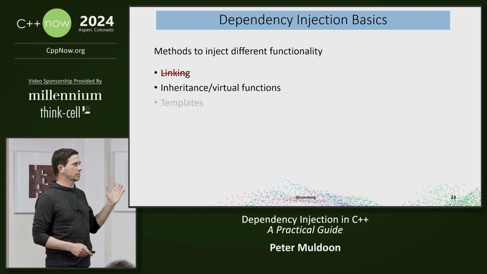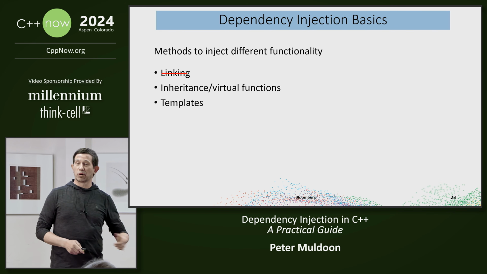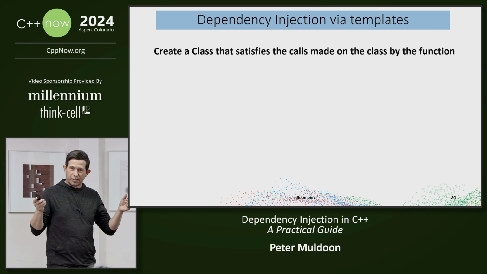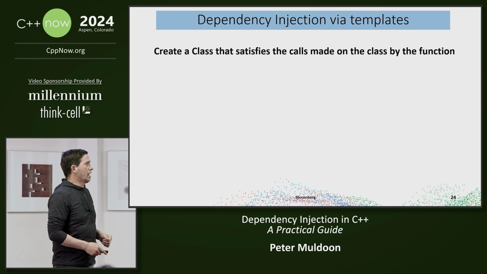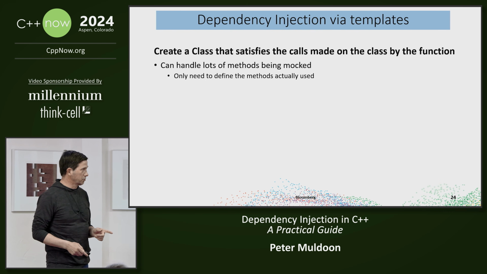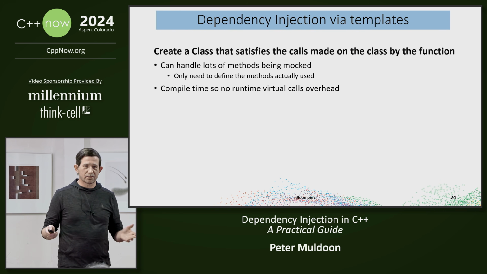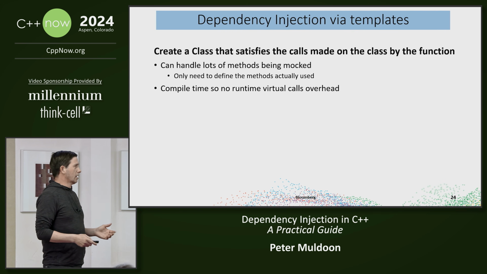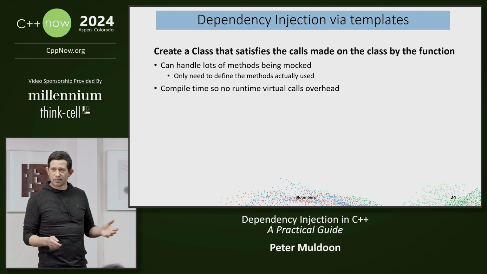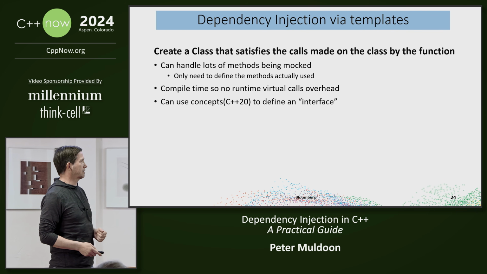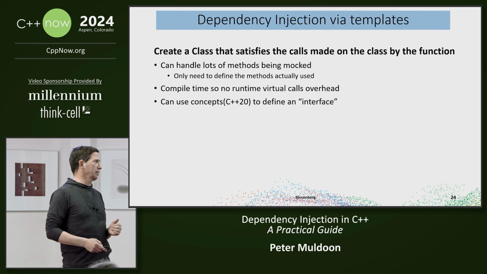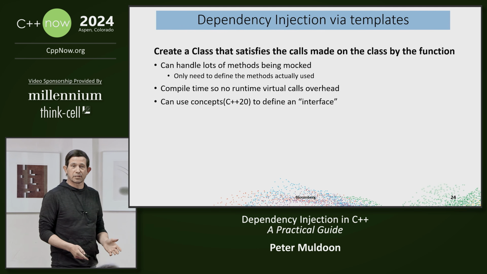It's simple stuff, right? I mean, we all know it. Let's go into templates. Another way of injecting it is with templates. We just create a class that satisfies whatever that template parameter is being called on, so we can handle lots of methods like before. We only need to define methods that are actually used. We don't have to do 164 of them, just the ones we need. It's compile time, so we have no runtime overhead. That's got to be good, right? And templates are just the way we do things. It's kind of cool. And if you want to be uber cool, you can use concepts, which I think we got in C++20, to define the equivalent of an interface for a template.